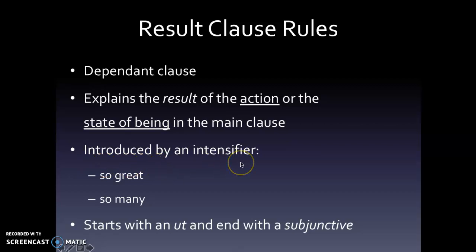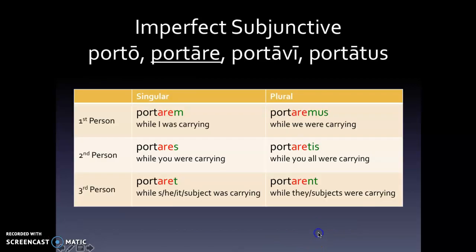It is introduced by some sort of intensifier, something that translates to so great or so many. The clause itself will start with an ut. It'll end with a subjunctive.